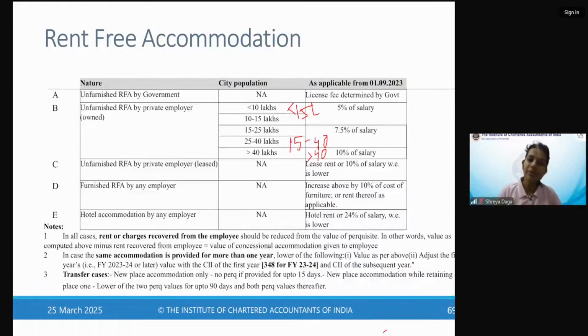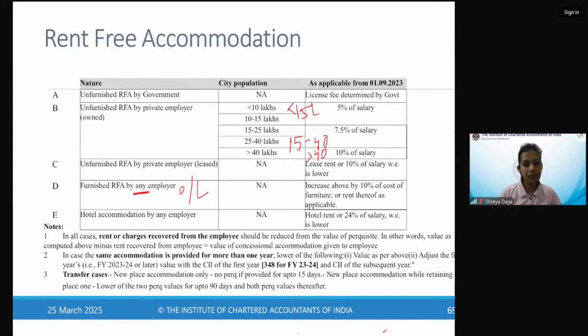If a furnished accommodation is given by any employer, government or non-government, okay, furnished accommodation, owned ho ya leased ho, agar furnished accommodation given by any employer, owned or leased, then jo bhi city population ho, whatever you have calculated above, okay, to pehle calculate the value of unfurnished accommodation in the respective circumstance, then add 10% of cost of furniture or rent of furniture as the case may be. If the furniture which is provided by employer is owned by the employer, then add 10% of cost. If the furniture provided by the employer is leased by the employer, then add rent paid by the employer. Okay, so you calculate value of unfurnished accommodation as per rules given above. Then you add value of furniture, and value of furniture will be 10% of cost of furniture or actual rent of furniture, whatever is applicable for the employer.